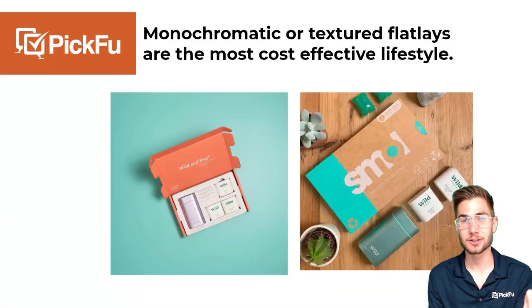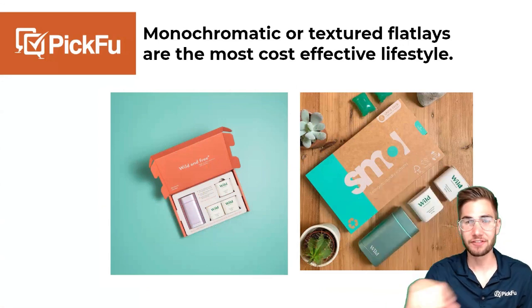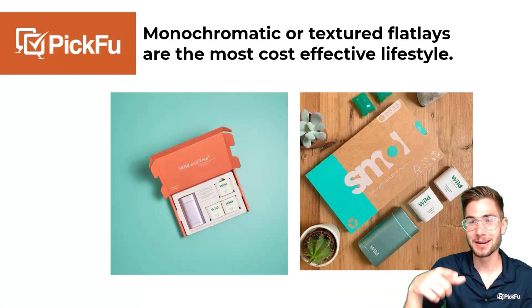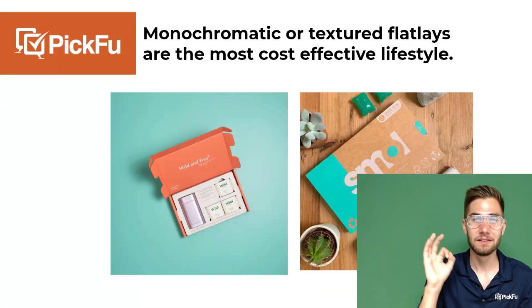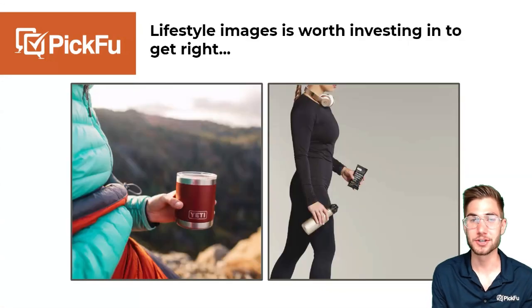You can also do it with a textured surface, like here. Just go to a Home Depot, go to a Lowe's, and go buy fake wood, go buy fake marble. You can get real ones if you want, but I'm telling you, you can't tell a difference in photography. But just drop the product on there, right? Put in some succulents, put in some other things. Very, very cheap, very, very easy to get great looking lifestyle. You can do this with a very limited budget.